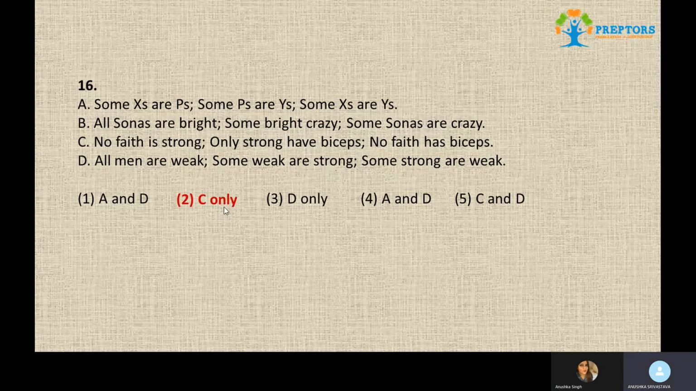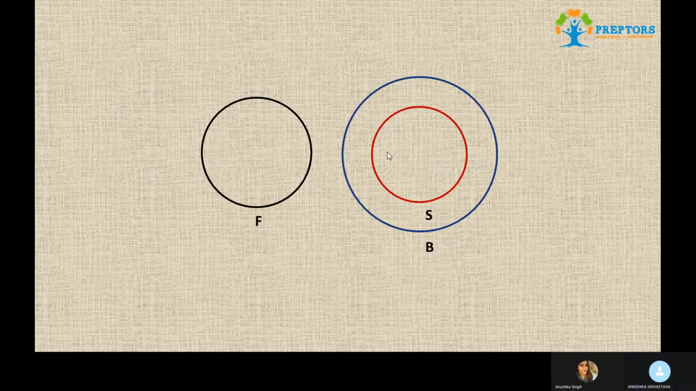So this is how C only is represented. No faith is strong, only strong have biceps. So no faith has biceps.